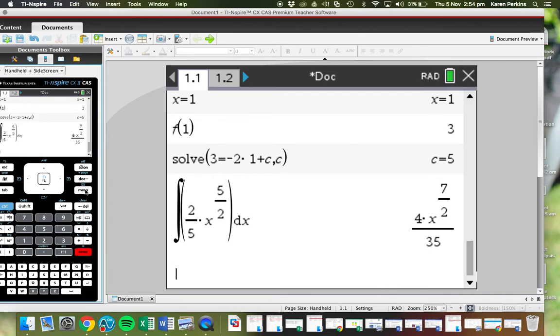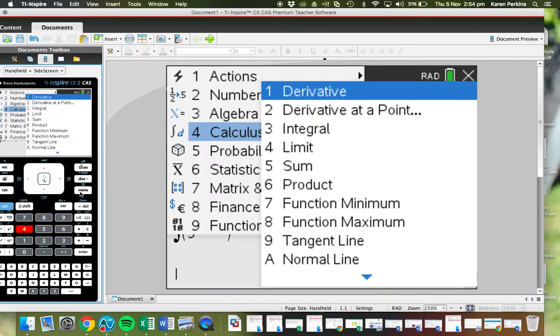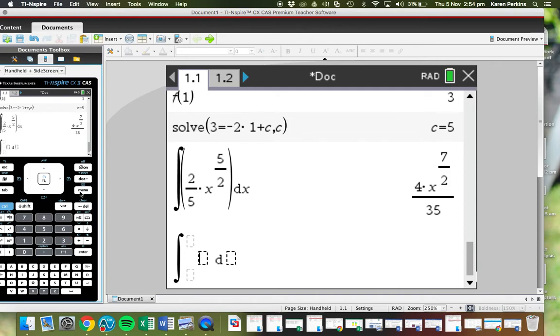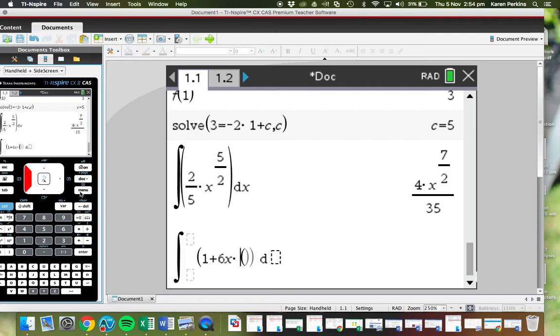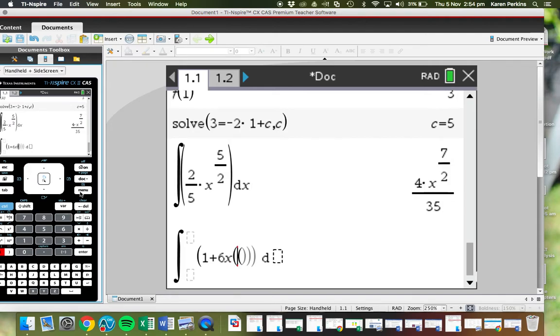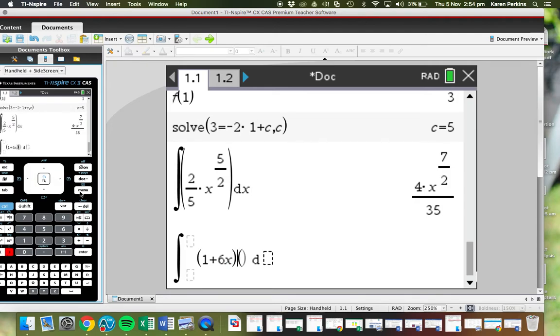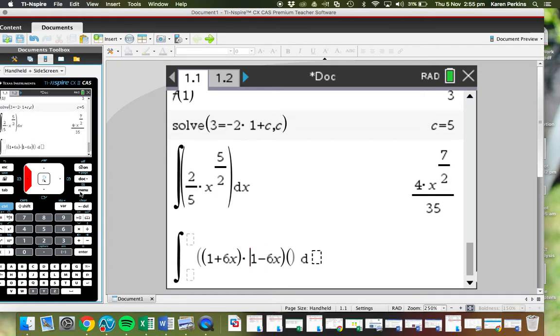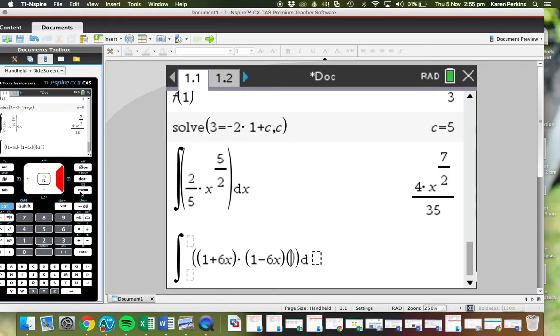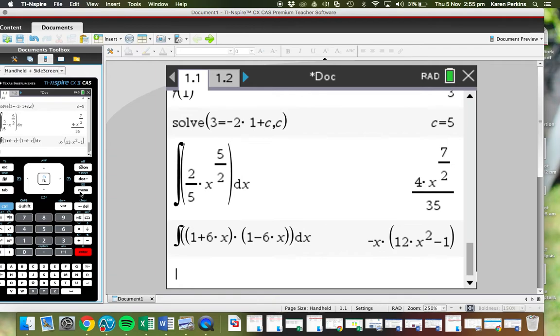Question 9. We know what dy dx is. Let's find the antiderivative of that. So it's 1 plus 6x times 1 minus 6x with respect to x. So that means that my y is minus that function plus c.